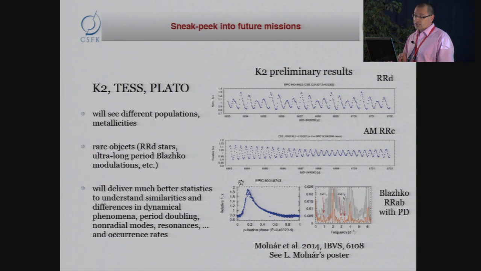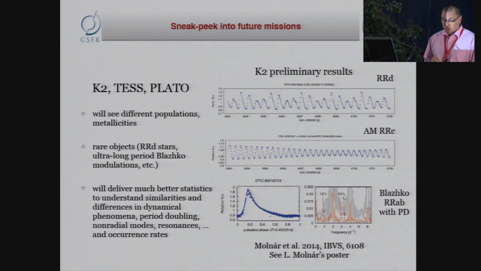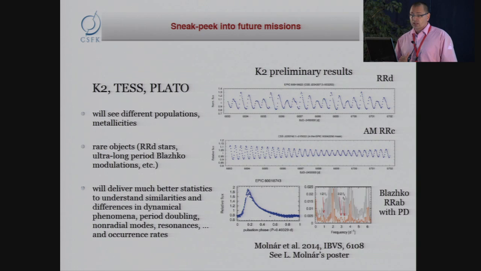And my last slide is a sneak peek into the future missions. K2, TESS, and PLATO will be very important because they will survey different populations. They will cover the whole parameter space. They will observe rare objects, and will give us much, much better statistics, thousands of stars. So far, only a few dozen were observed with Kepler and CoRoT.